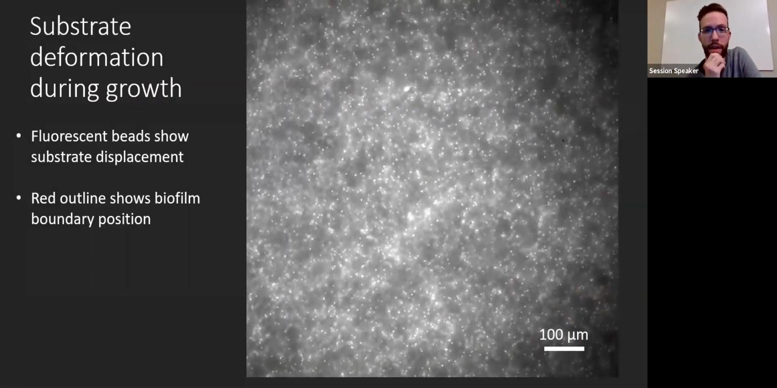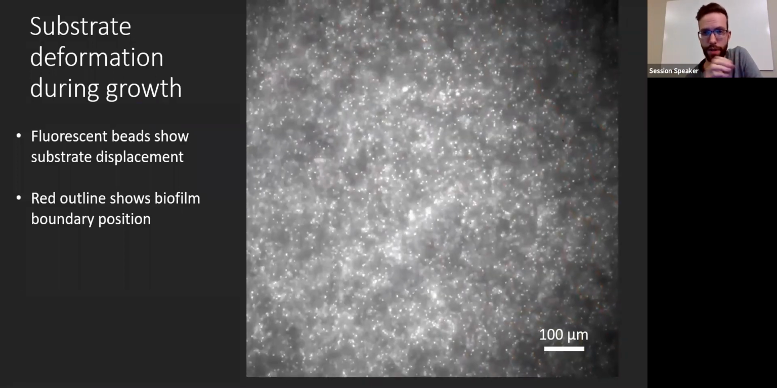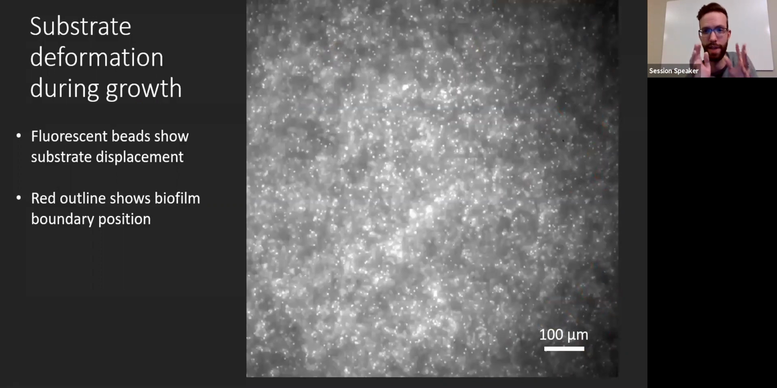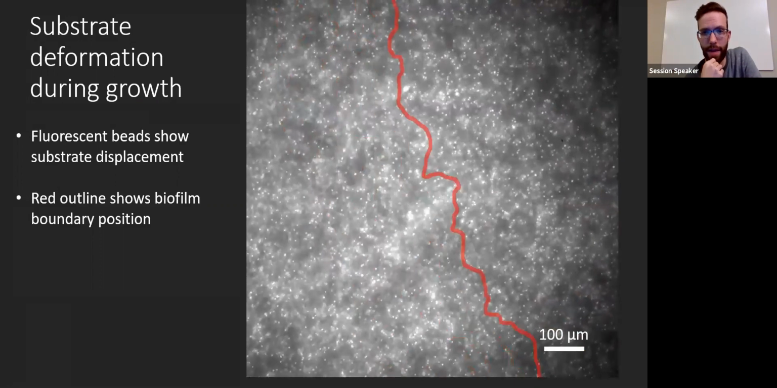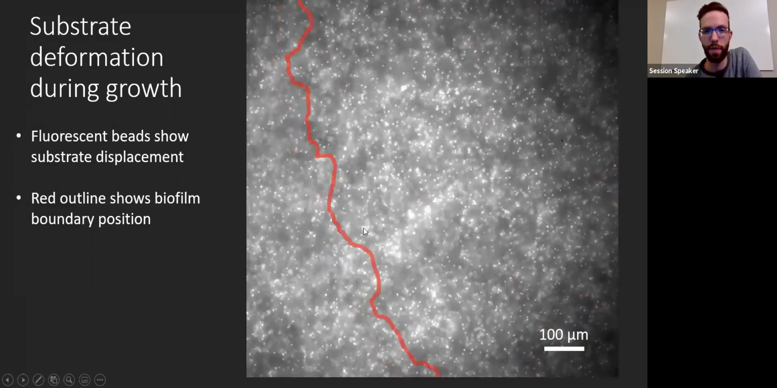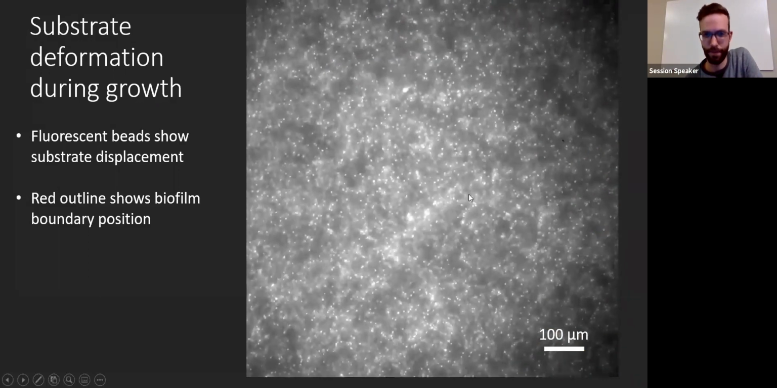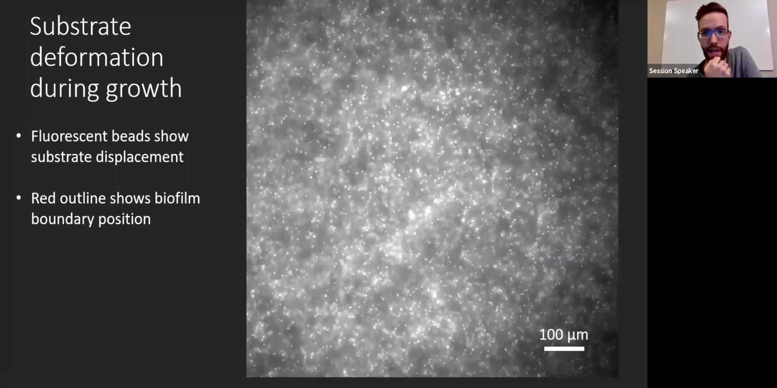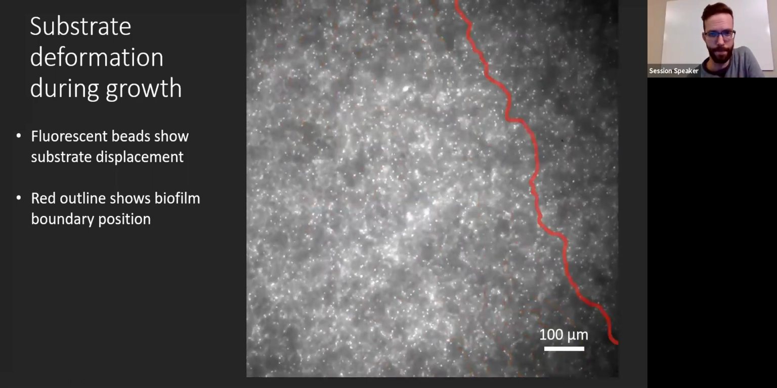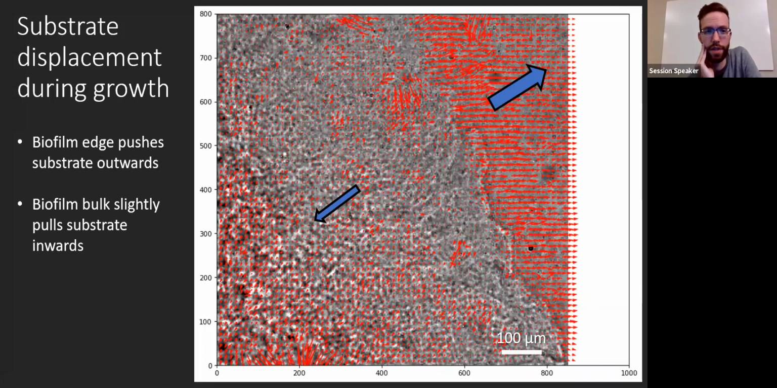In order to investigate that, we embedded fluorescent tracer particles in the substrate so that we could see the deformation in real time as the biofilm was growing across that polyacrylamide hydrogel. So you can see the biofilm highlighted in red or without it. And we were able to directly observe these displacements on the orders of tens of microns. If we look at the displacement vectors themselves, what we generally saw is that the biofilm edge does push the substrate somewhat outwards, but within the bulk of the biofilm, there's a little bit of an inwards pull towards the center.